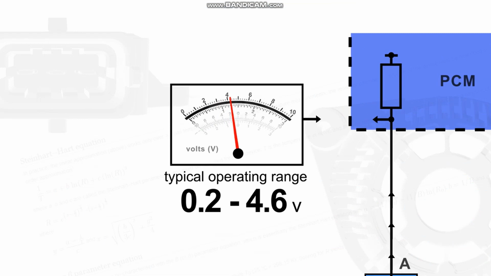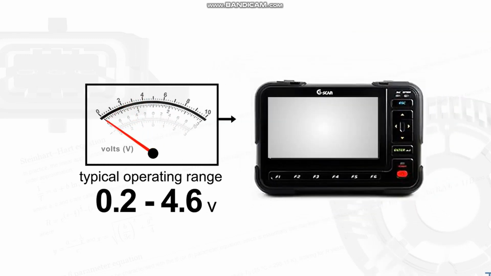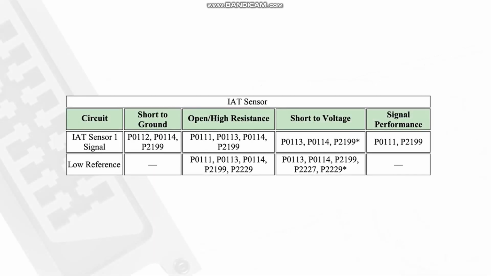The normal voltage drop range for the IAT sensor on this vehicle is 0.2 to 4.6 volts. If the voltage goes below this range, then a P0112 or a P0110-03 sensor voltage low will set. From this table of faults, it can be seen that the cause of a P0112 is a short to ground on the signal wire. This can occur in the signal wire itself, the sensor, or the module.